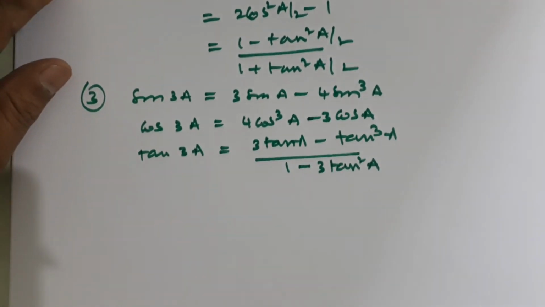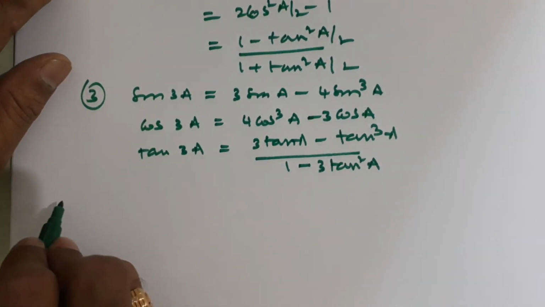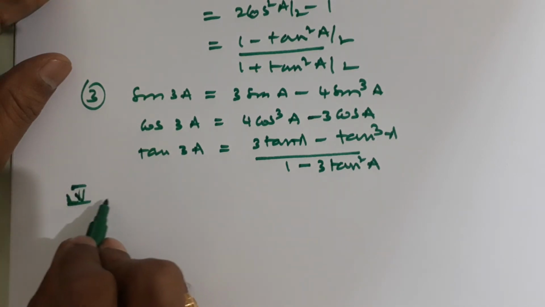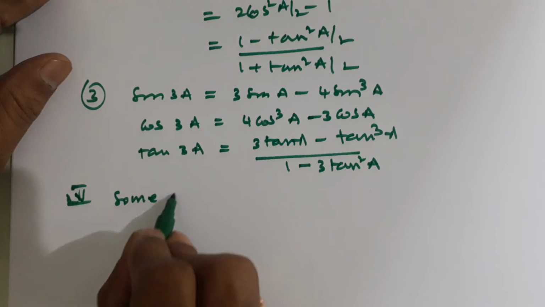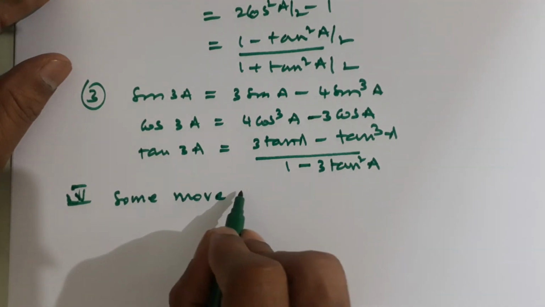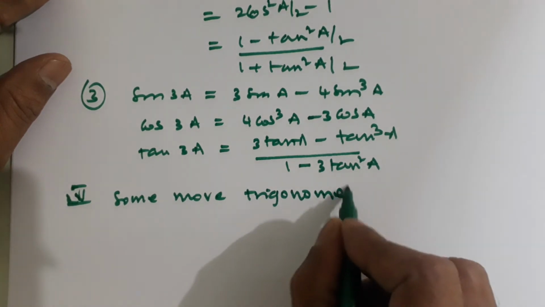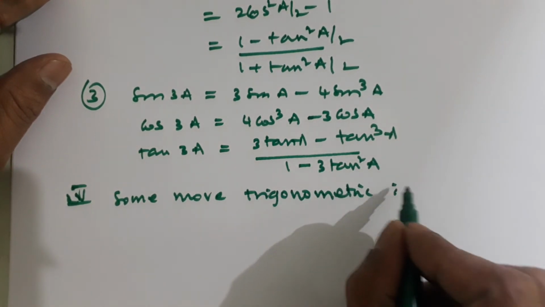Next. Some more, that is fourth, Roman 4. Some more trigonometric identities.